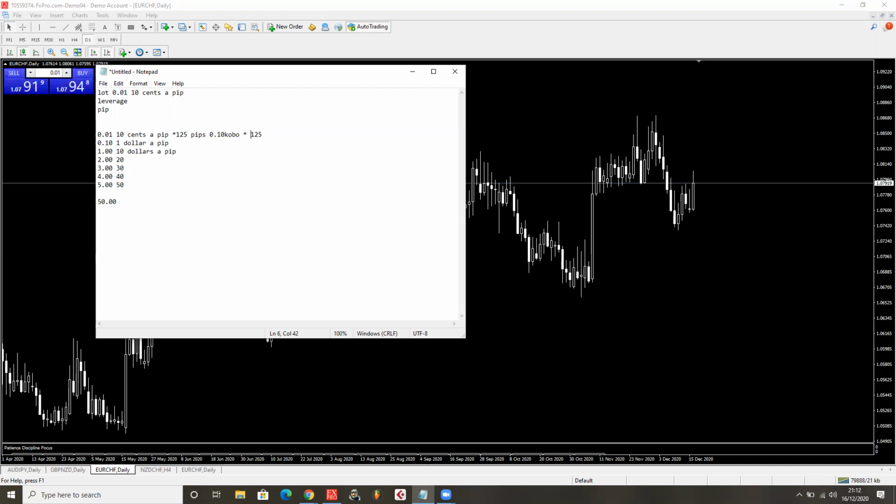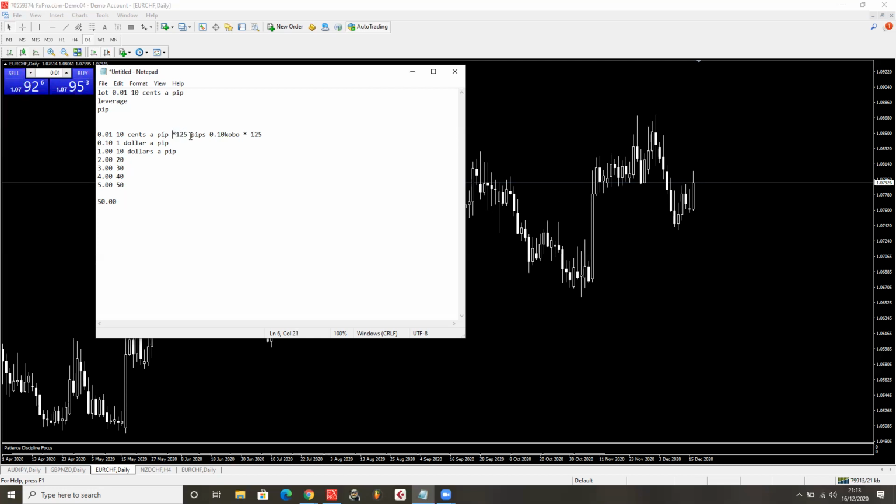Take your time. 0.10 kobo times 125. That's 12.5. Beautiful. So you're making 12.5 naira per 125 pips.